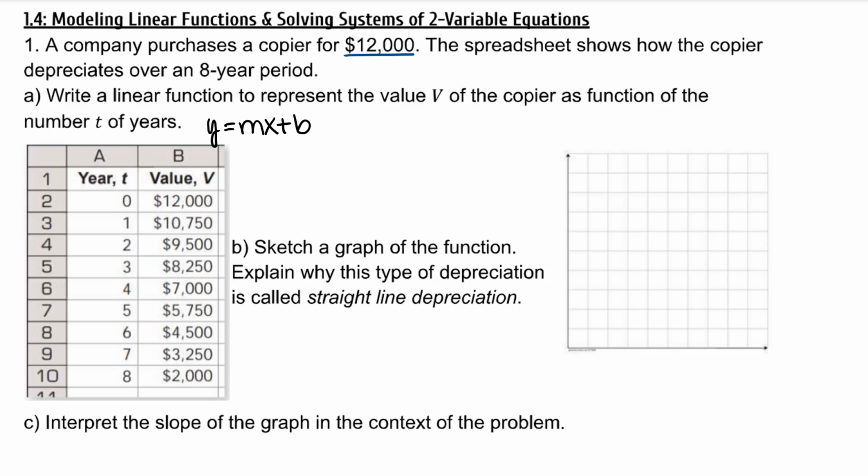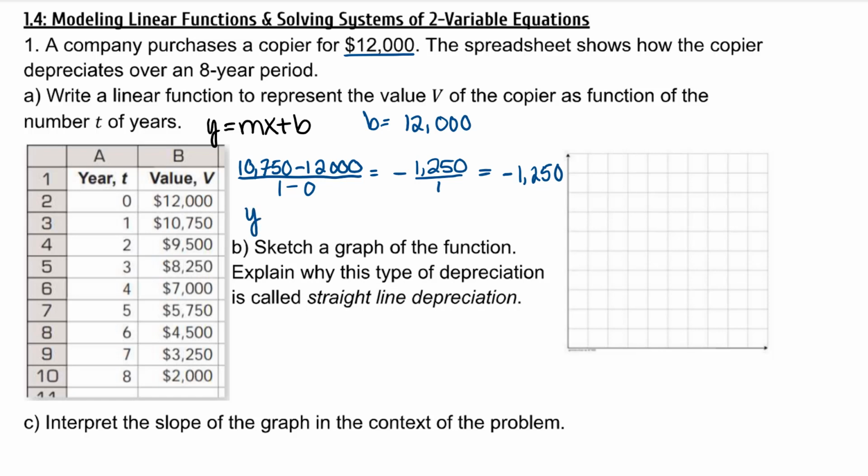So we'll need the y-intercept and the slope. The y-intercept can be seen here, 0, 12,000. So b is 12,000. The slope is the rate of change between 2 points. I'll pick the first 2 points. This makes our slope negative 1,250. So our linear function is y equals negative 1,250x plus 12,000.